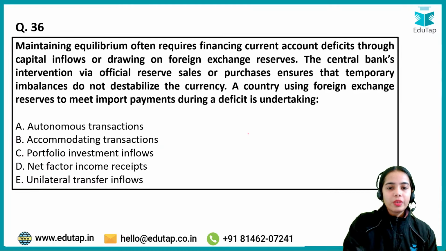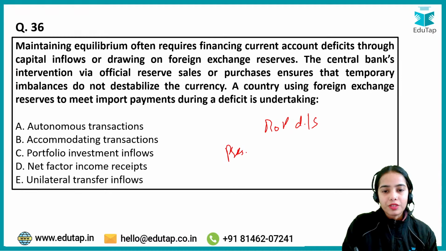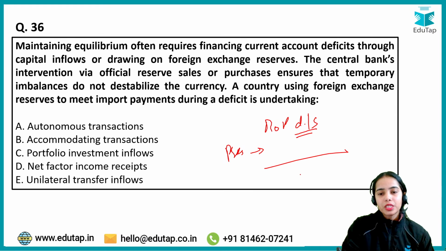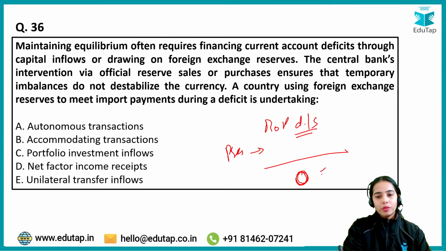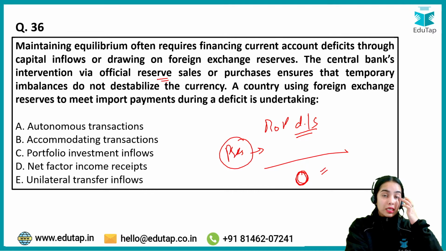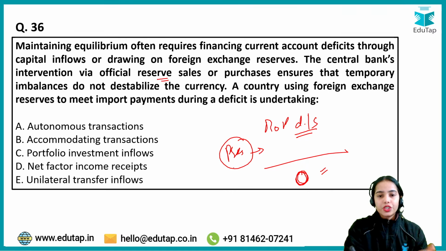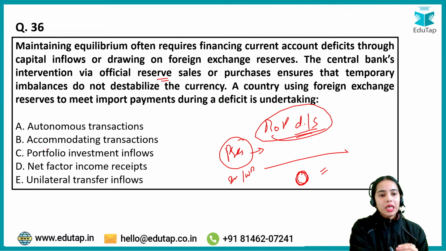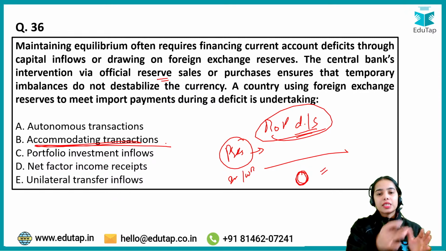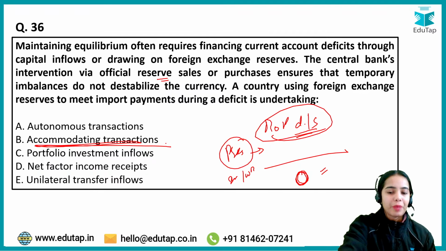So if the balance of payment is in deficit or surplus, the foreign exchange reserves are used to cover the situation and make the balance of payment overall balanced. If the reserves are not sufficient, then borrowing can happen from the IMF or World Bank to cover the deficit or surplus. This is known as accommodating transactions, which cover the deficit or surplus in the balance of payment.